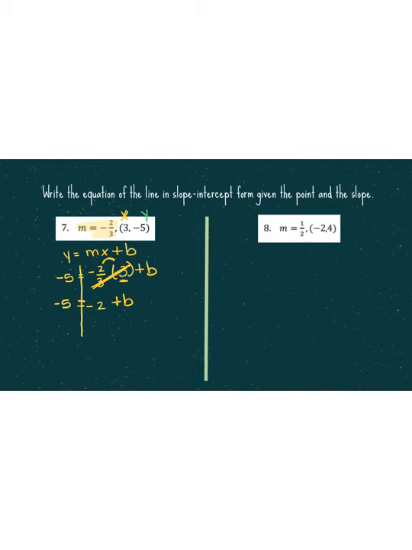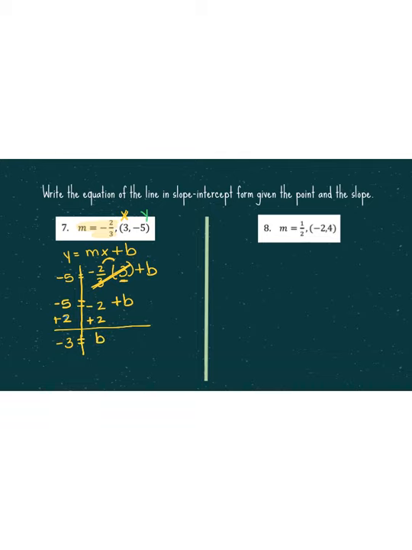Okay, to get rid of that negative 2, we want to get b all by itself. To get rid of that negative 2, I'm going to say plus 2. If I plus 2 on that side, I'm also going to plus 2 over here. So now I have negative 5 plus 2, so that's going to give me a negative 3, and that's going to equal my b.